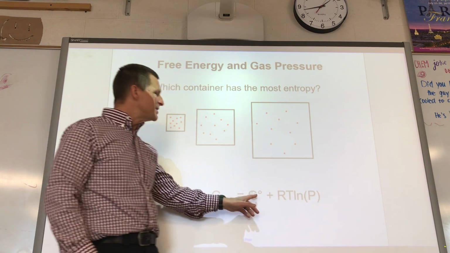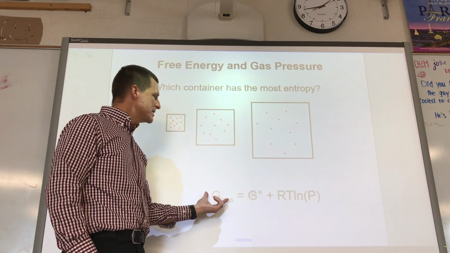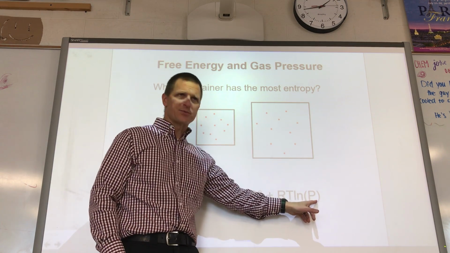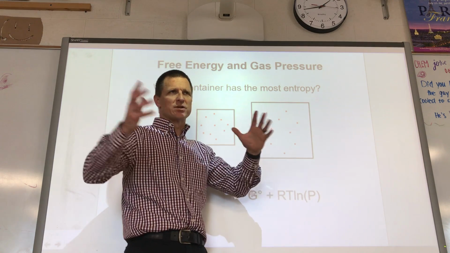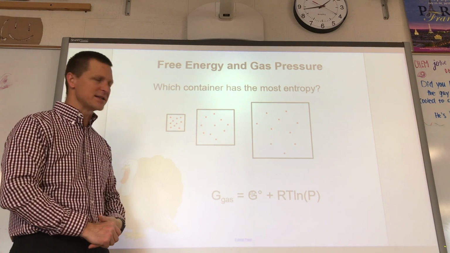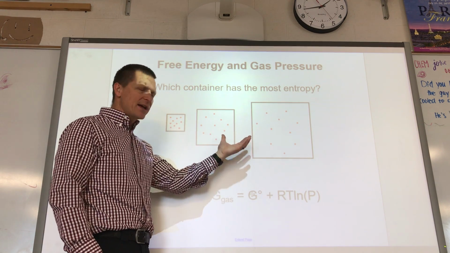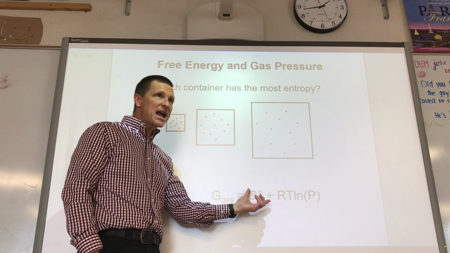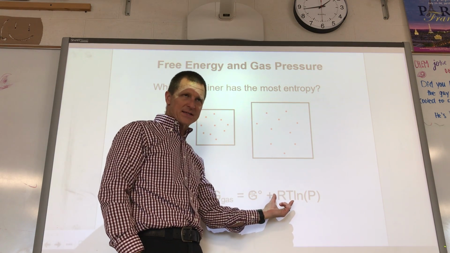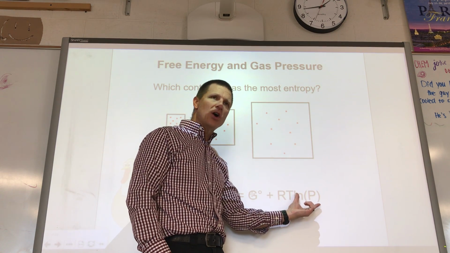Now, the degree sign here is the standard value. So what I'm saying is the free energy of some gas. Now we have to deal with gases here because of this pressure term. Liquids and solids don't exert pressure like gases do. So this is specific to gases only. What Gibbs said is that the free energy of a gas would be equal to its standard free energy plus RT, where R is the thermodynamic constant, 8.31, times the Kelvin temperature, times the natural log of its pressure.